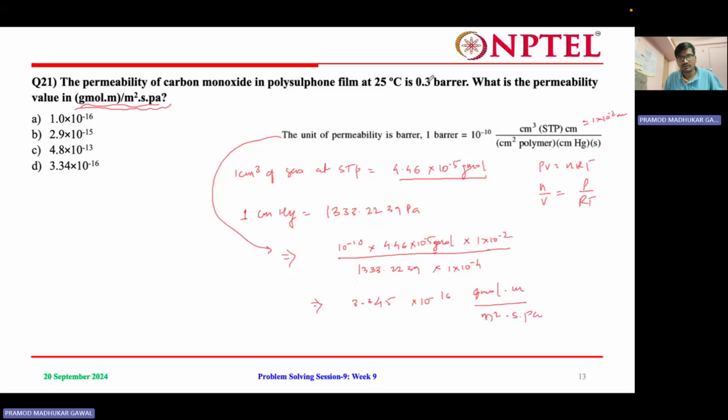Now the given value is 0.3, so multiplying 0.3 by these terms, you will get 1.0 times 10 to the power minus 16. Unit is the same here. So option E is the correct one.